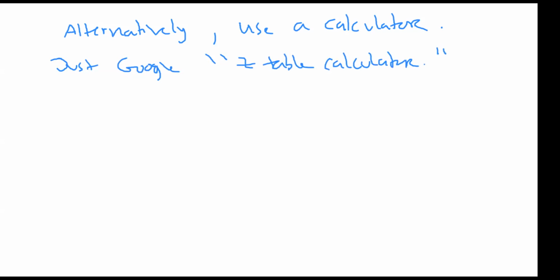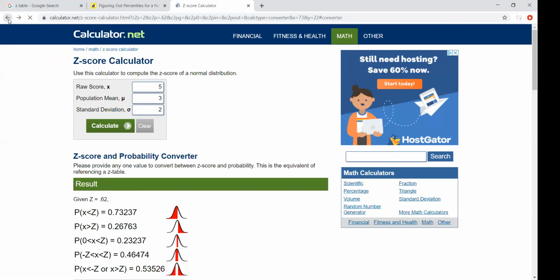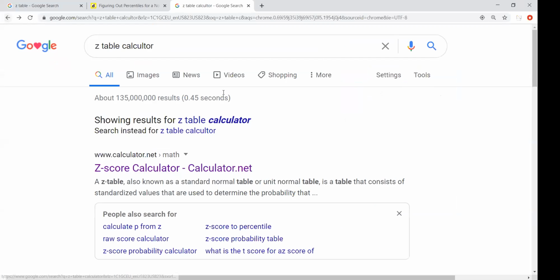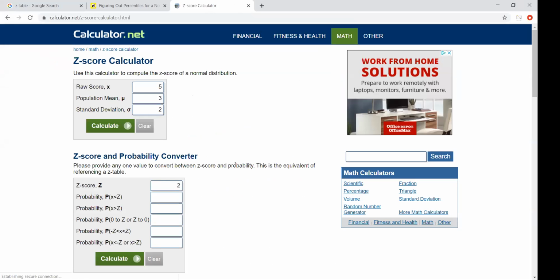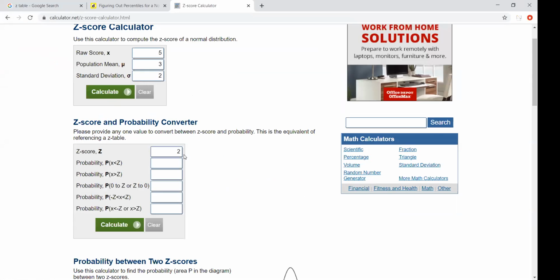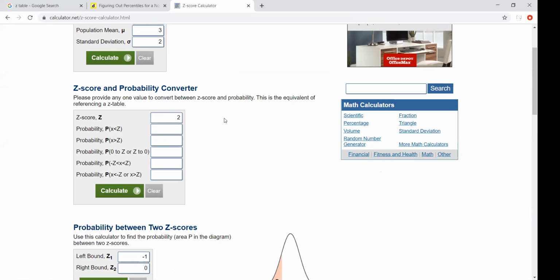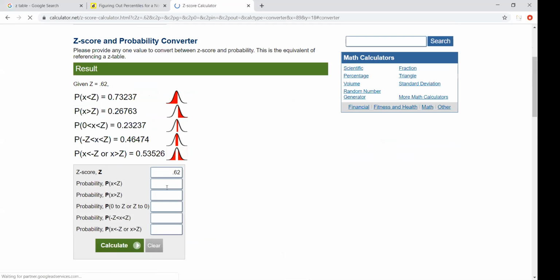If I share this screen, here's one. All I did is Google Z table calculator, and in true O'Grady fashion, I don't even spell it correctly. But the first hit that comes up is calculator.net. Don't worry about the top part yet, all you have to worry about is the bottom one. What we're interested in is the probability that Z is less than something. We wanted 0.62, and if we plug that in and calculate it, you'll see that it gives us the answers above it.